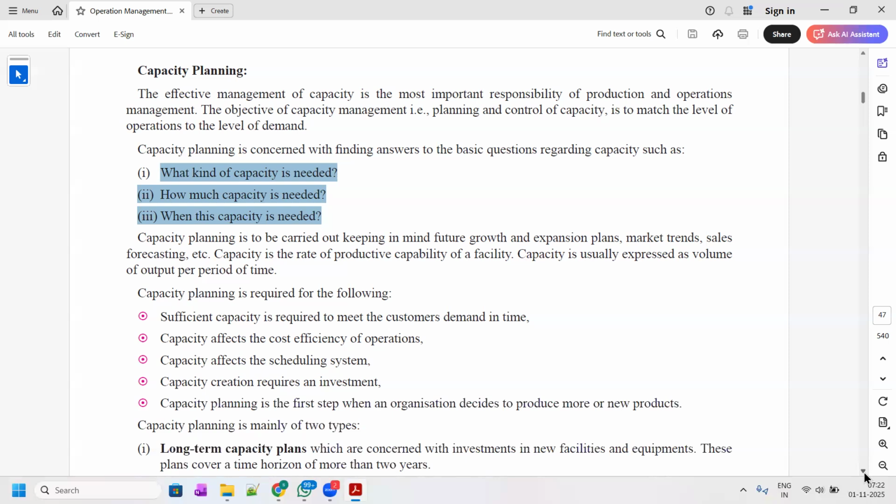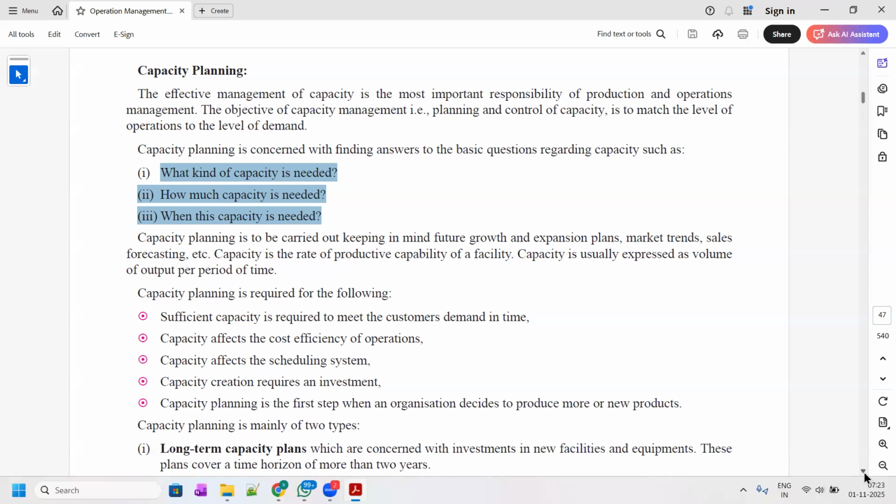Ultimately, capacity planning is all about how much you have planned, and then whatever you planned, you have to produce also. And when you try to produce it, you'll find challenges. So capacity management or capacity planning refers to how you'll come out of these challenges.